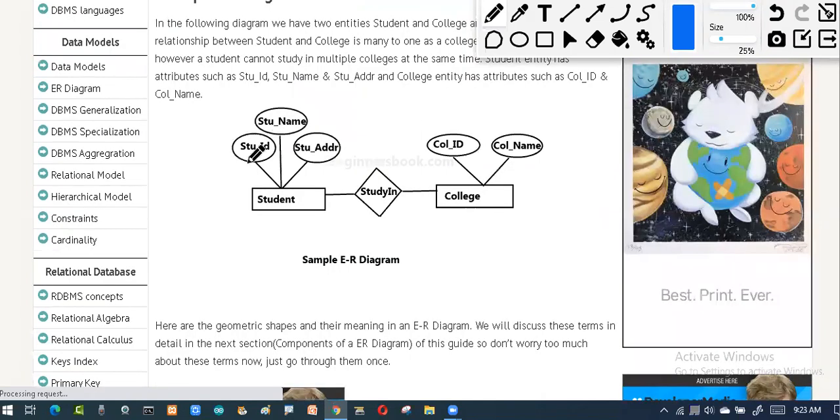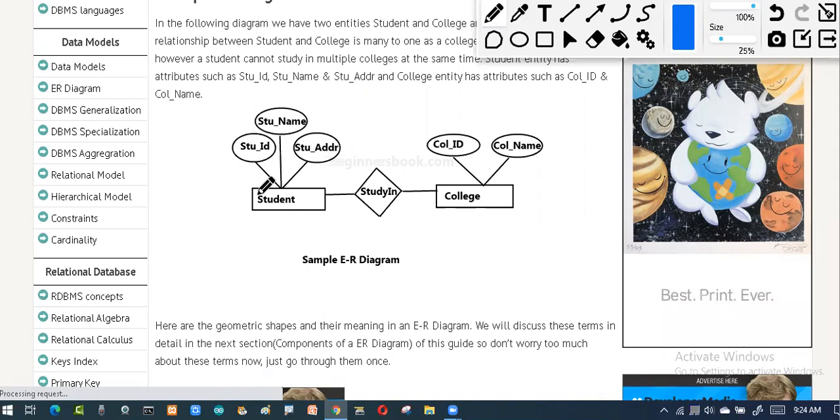If an attribute is followed by an underline, it is a key attribute. Here I have student name, student address, and student ID. If I draw a line under the student ID, then we call this a key attribute. If I have two circles, we call it a multivalued attribute. And if we have a dotted circle, that is a dotted ellipse or oval, we call that a derived attribute. Now we'll see what these attributes are.